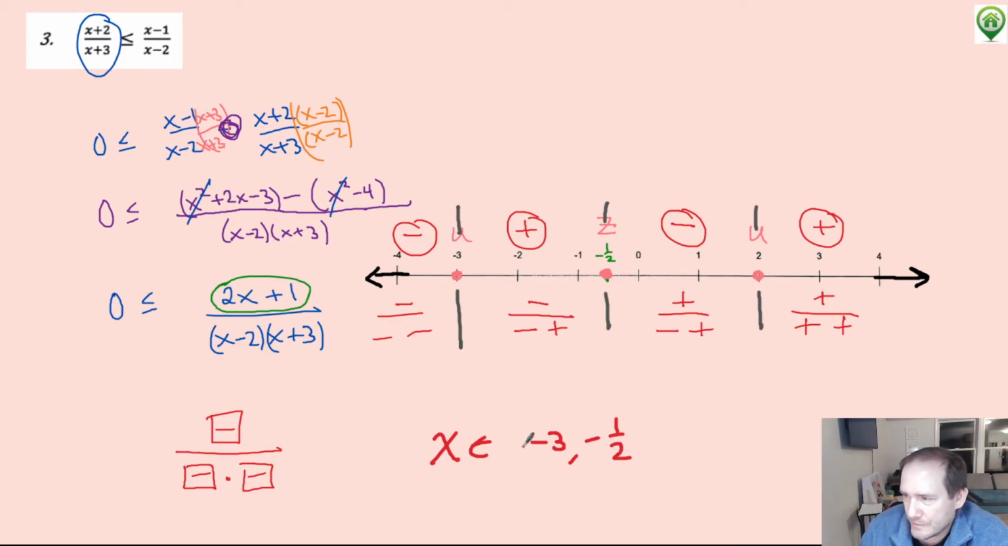And at -3 we're undefined, so it'll be a soft bracket, but at -1/2 that's actually a 0. And we can equal 0, so that'll get a hard bracket. And we'll go union. Positive here from 2 to infinity. But 2 is another point where we're undefined, so that'll be a soft bracket all the way to infinity. Infinity is always a soft bracket.